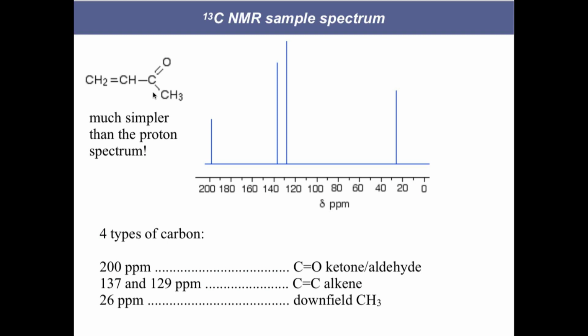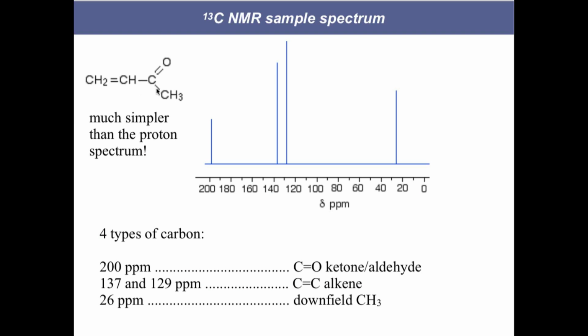Now, that is much simpler than the proton spectrum would be. If we were to look at the proton spectrum, we'd have a singlet from our methyl, but we would have complex splitting with our vinyl group because this hydrogen here would split as a doublet with the cis neighbor and as another doublet with the trans neighbor. So we'd get a doublet of doublets from this pattern here. So we'd have a singlet and a doublet of doublets. That might be more difficult to interpret.